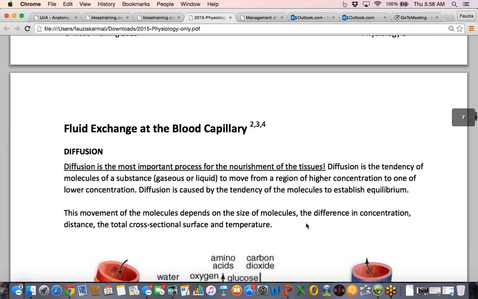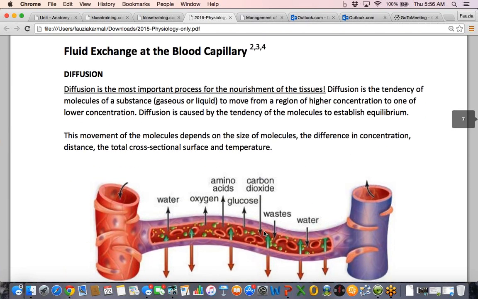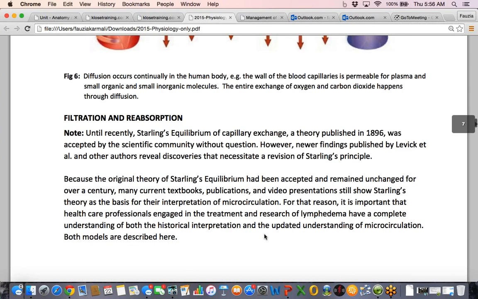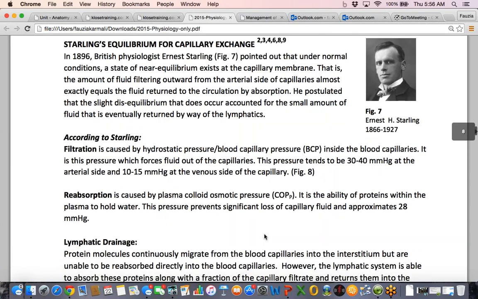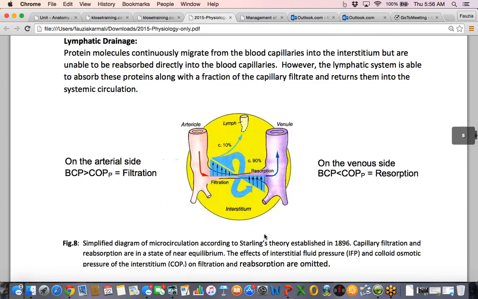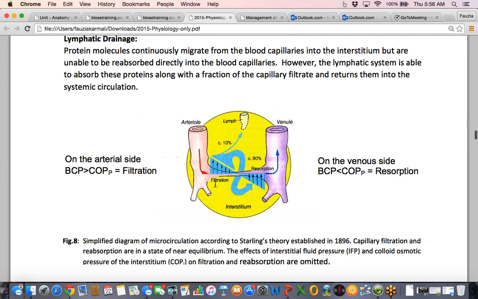The exchange that happens between the blood and the extracellular space, we talked about last time, is mostly through diffusion. And there's a principle called Starling's principle that we talked about last time. According to Starling, I showed you this picture last time, initially they thought that the amount of fluid coming out of the arterial side was the same amount that was getting reabsorbed on the venous side, and then there was a small amount left over, which was called the lymph.